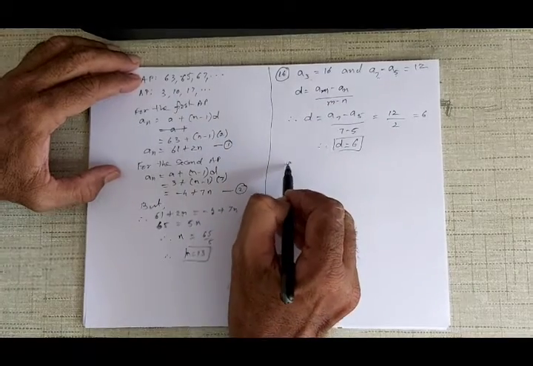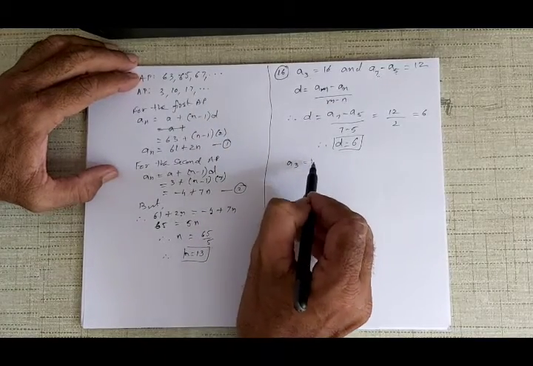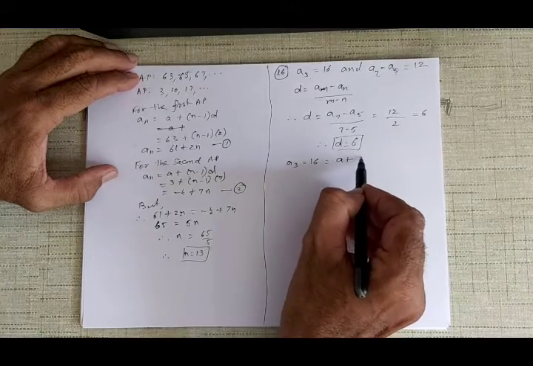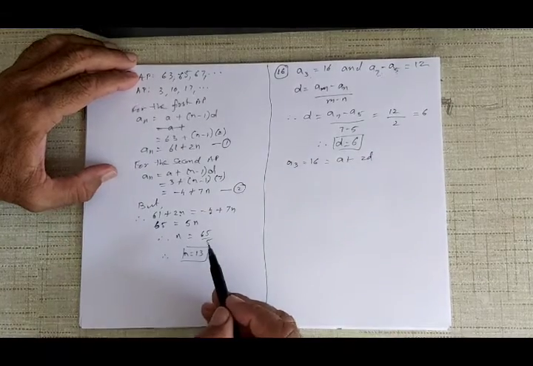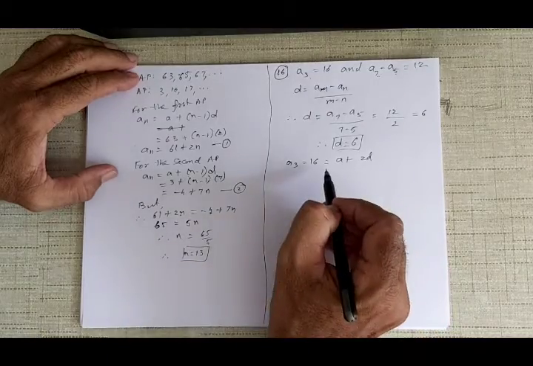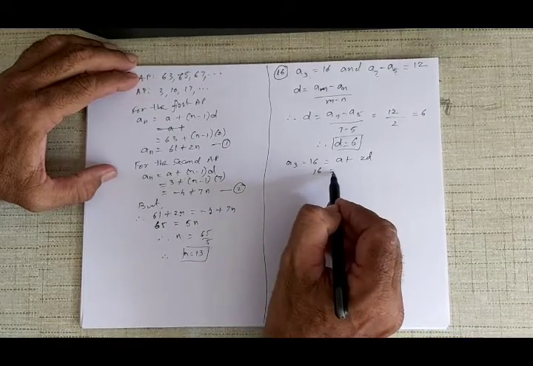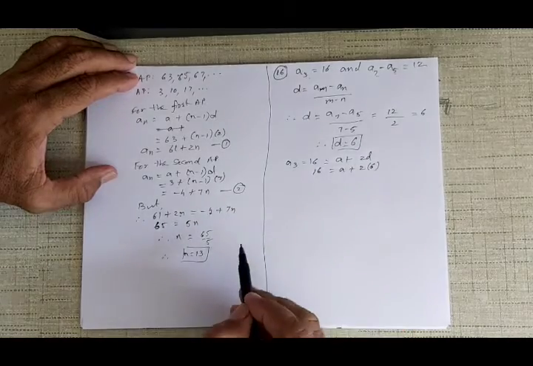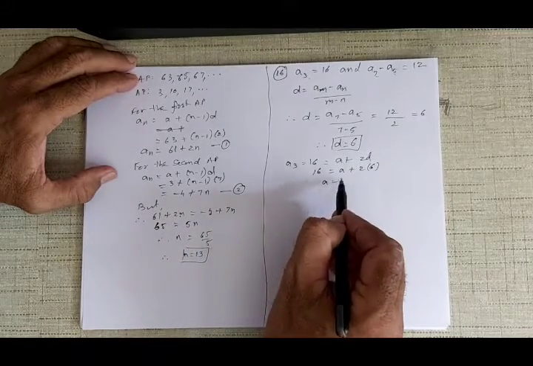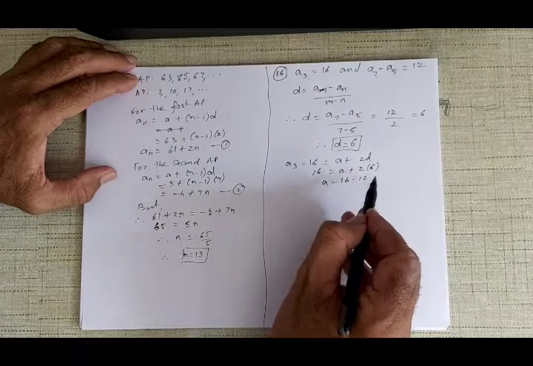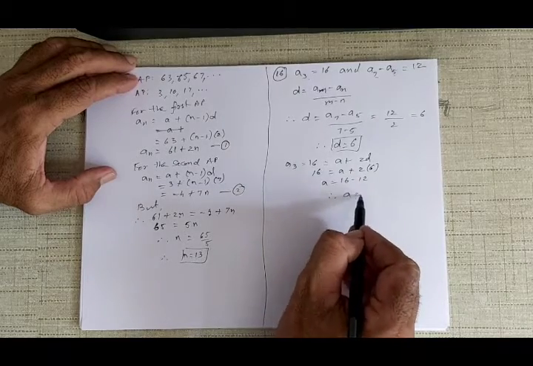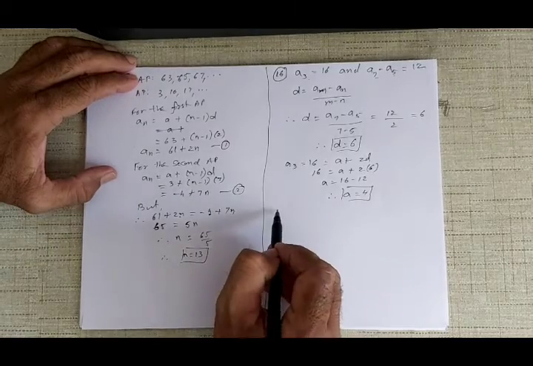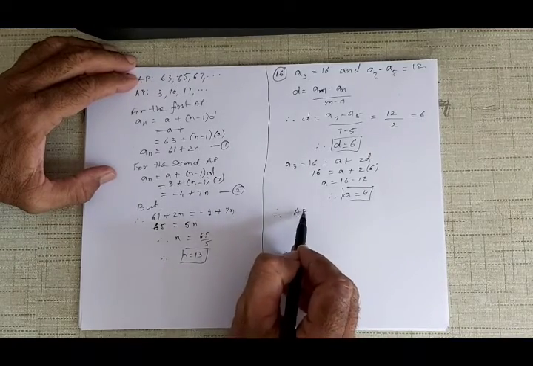Now also we are told a of 3 is equal to 16. a of 3 मतलब a plus 2D. 3 minus 1 is 2, 2D. Okay, 16 is equal to a plus 2 into D की वैल्यू कितनी? 6 है. 6 2s are 12. Therefore a is 16 minus 12, and therefore a is equal to 4. देखो हमको a और d आ गया. Therefore you can find AP very easily.